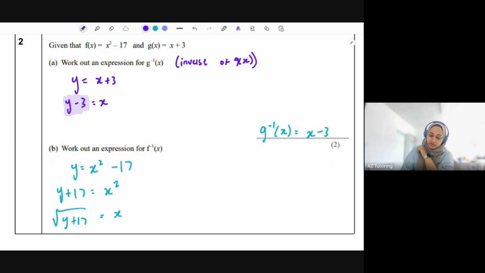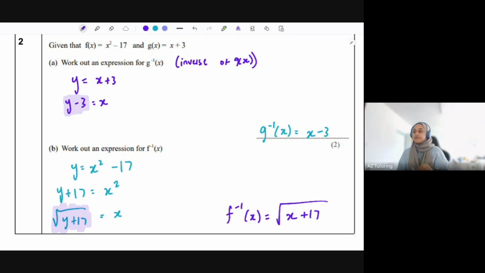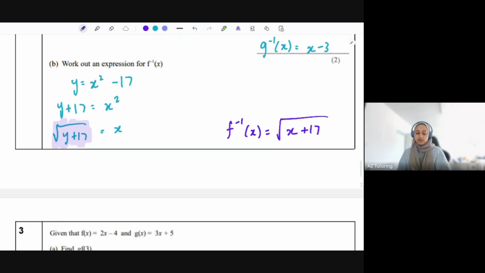What's my final answer? My final answer is not g, sorry. It's f to the minus 1 of x equals what we've just found here, but make sure to change that y back to an x. So we get square root of x plus 17. And that's our answer for that one.